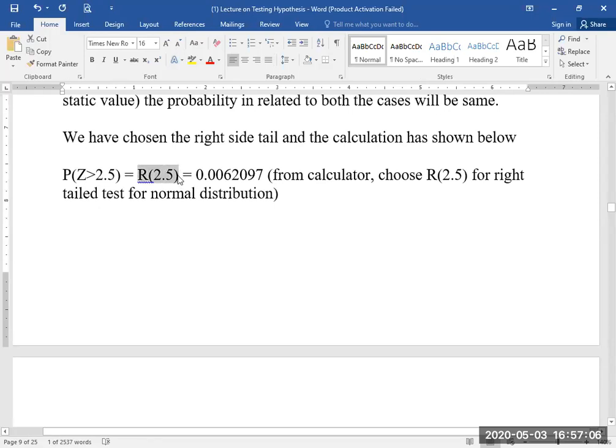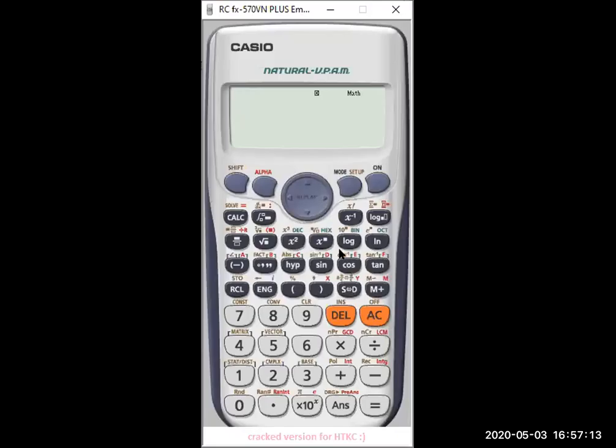Now I'm going to find it from the calculator. Okay, now students, I am sharing the screen of the calculator. Here we are. I am going to find the normal distribution value at 2.5 from the right side. Now changing the calculator from normal mode to stat mode, which is option number three. Students, see from the screen of the calculator. I press 3, and now pressing equal, AC, and now shift 1.